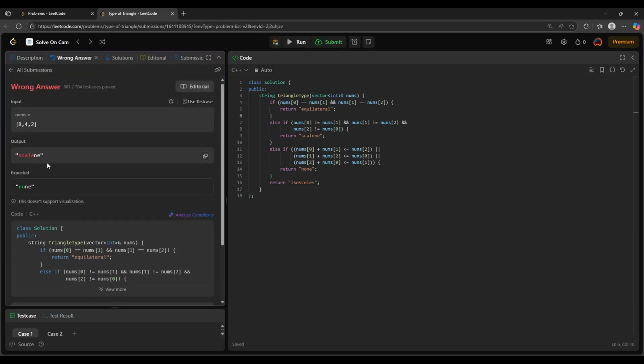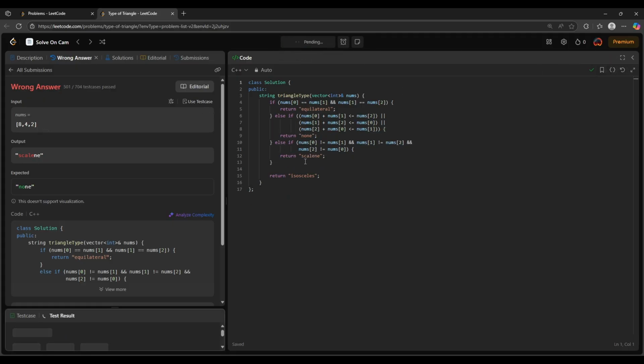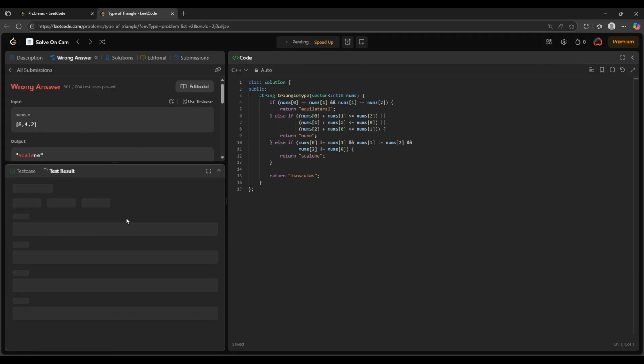Okay, the case has failed. Output is scalene, but it's not. Okay, we should place this condition before this because none of the sides are equal and it returns scalene, but a triangle cannot be formed in the same case.